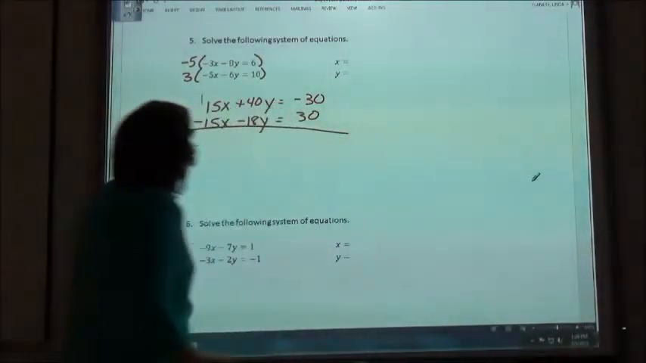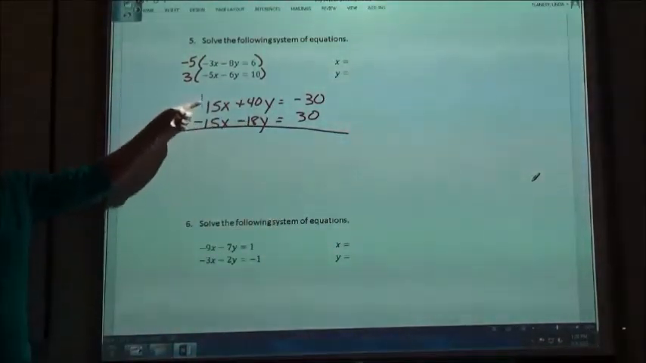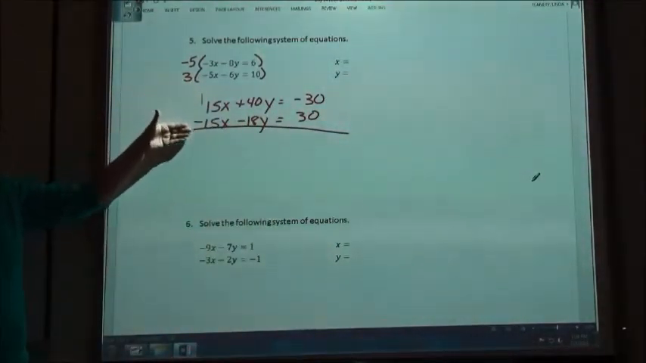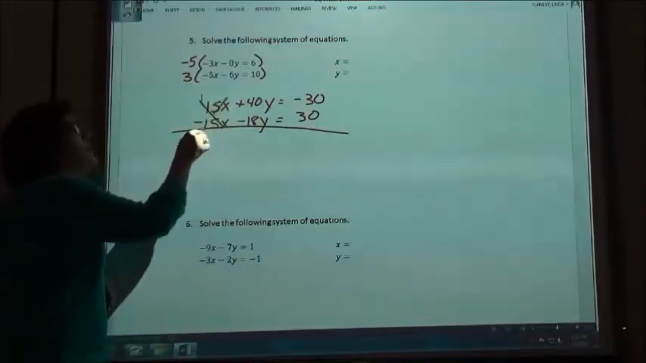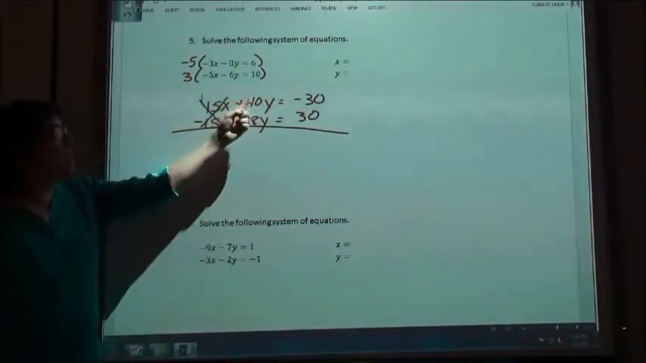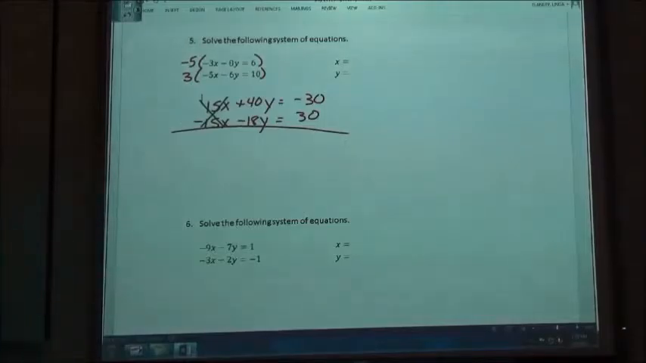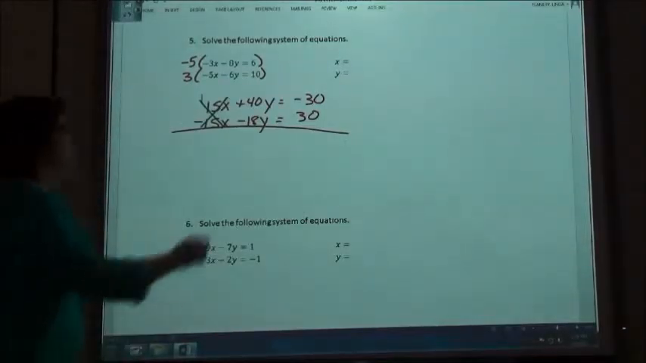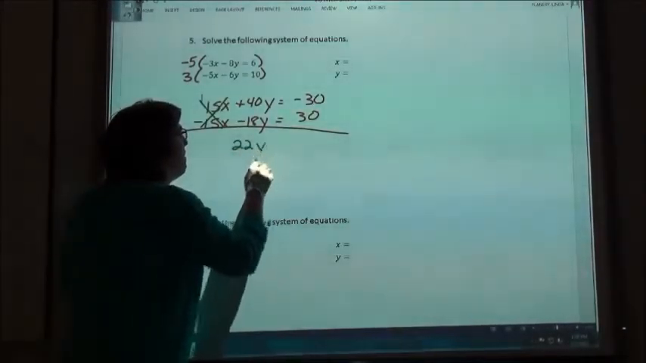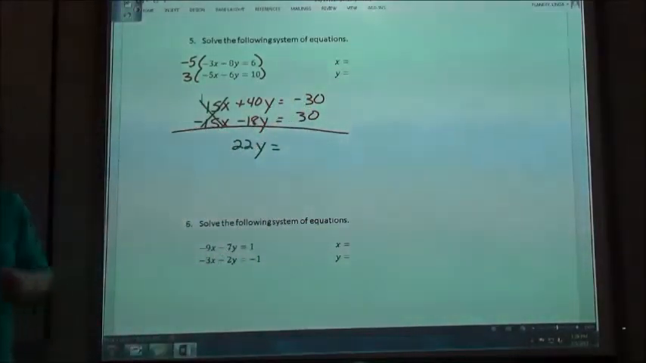So if I add my equations together, my x's are opposites. I've got a positive 15 and a negative 15. Those are going to cancel out. 40 minus 18 gave me 22y. And negative 30 plus 30 is 0.